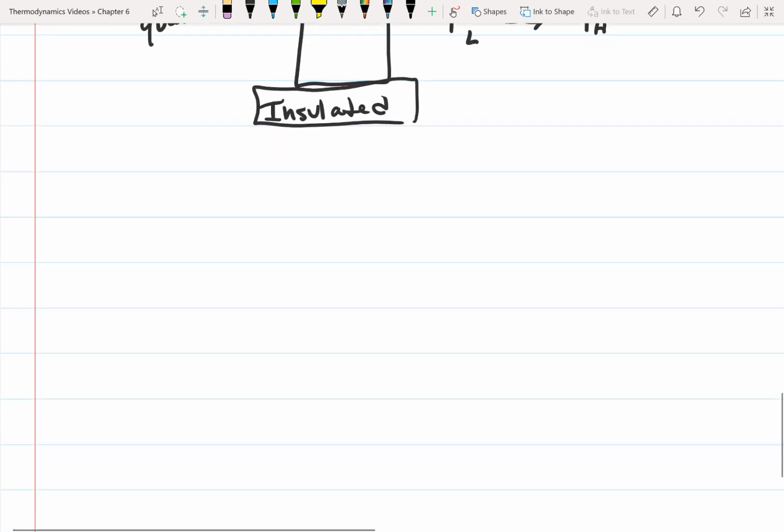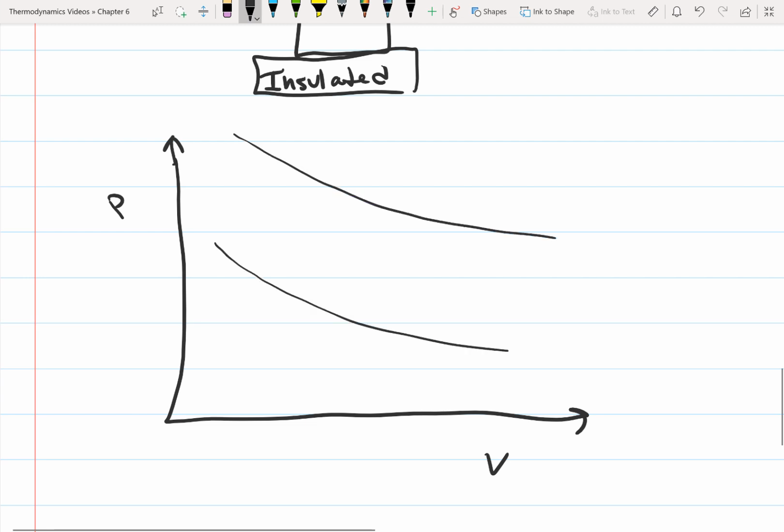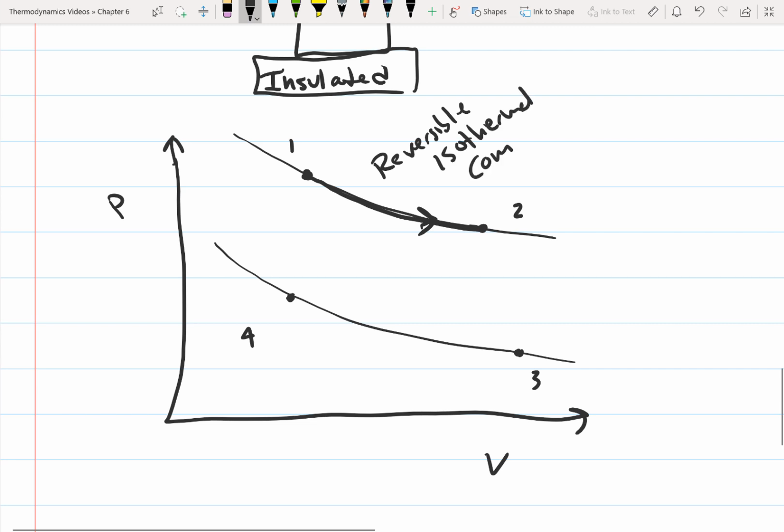So let's just summarize this again. I'm going to summarize this on the PV diagram. Let's put our isotherms. I like to draw the isotherms first for this. So the isotherms are just constant temperature. So we have state 1, 2, 3, and 4. I'm going to number these, so 1, 2, 3, 4. So we go from state 1 to state 2, and this was the reversible isothermal compression.